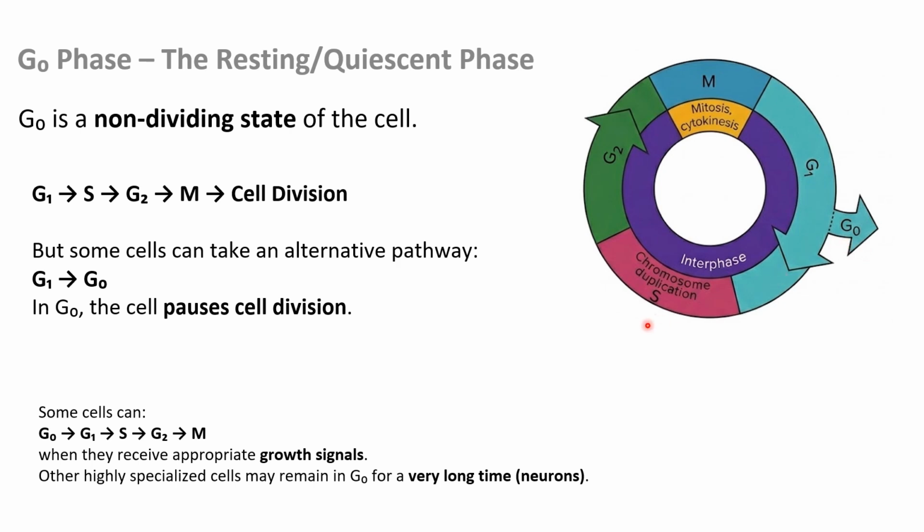However, the cell is still alive and metabolically active, performing its normal functions. Some cells can return from the G0 state to the normal cell cycle when they receive the right signals. Actually, that also depends on the cell type. Highly specialized cells such as neurons may remain in G0 for a very long time.